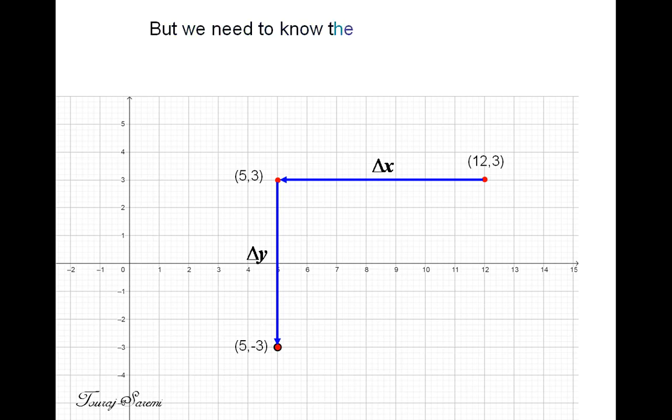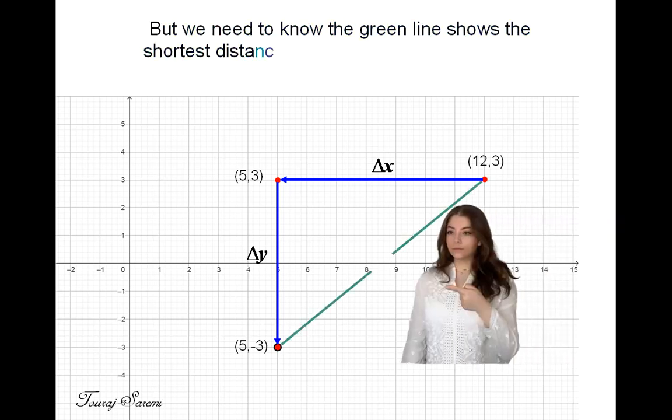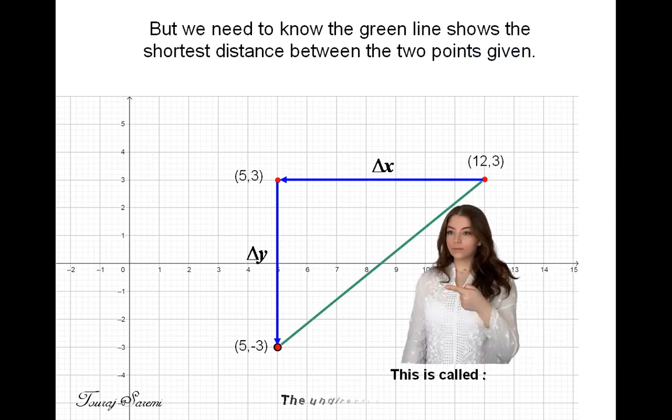It means to move 6 units down. But we need to know the green line shows the shortest distance between the 2 points given. This is called the undirected distance between the 2 points.